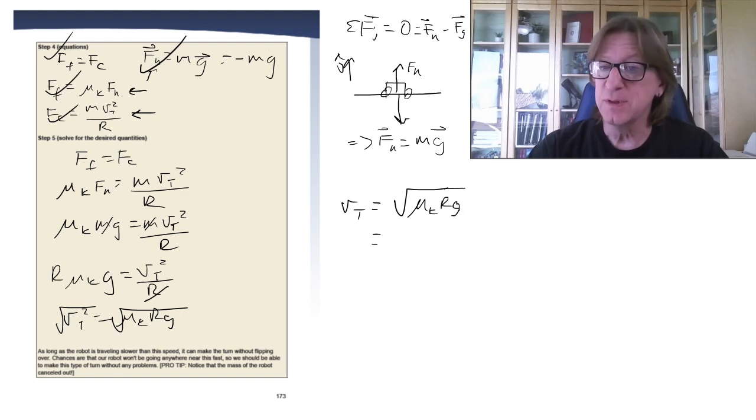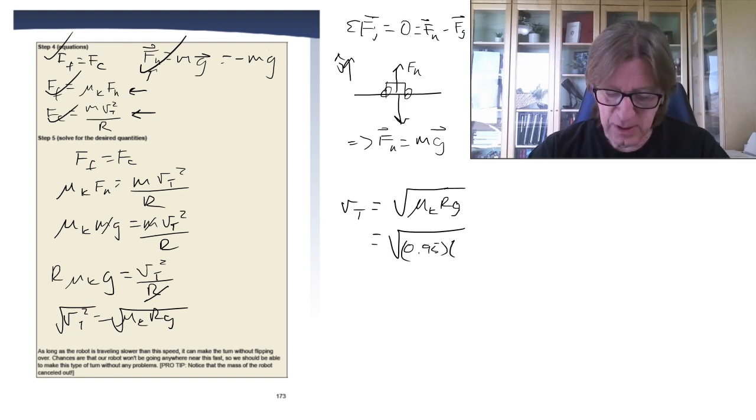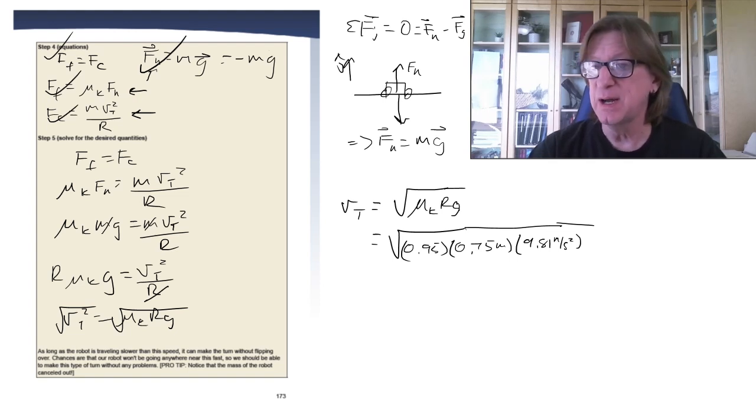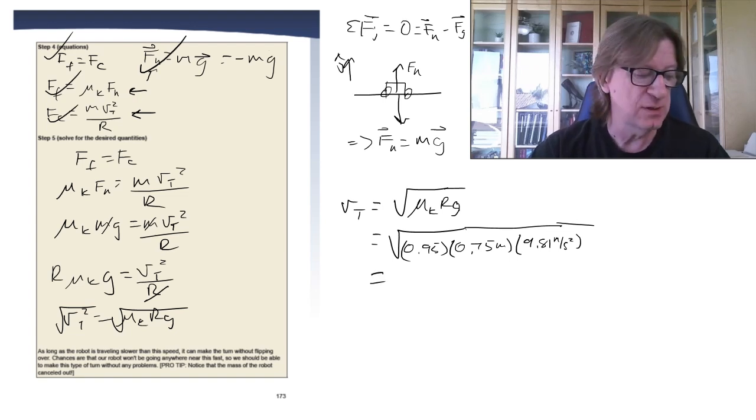So solving it for this particular case, it's going to be the square root of 0.95, there's no units with that, times our radius of curvature, which was 0.75 meters, times my gravitational acceleration, which is 9.81 meters per second squared. Remember, it's a scalar magnitude. Make sure my units work out. I'm going to get meters squared divided by seconds squared. Then I'm going to take the square root, and that'll give me meters per second. So that looks good.